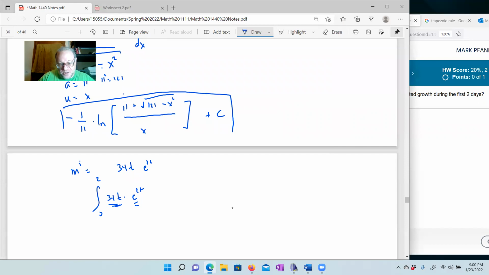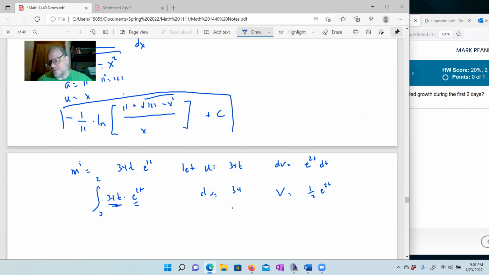Okay, so we have let u is equal to 34t, du is equal to 34. Again, this is going to get smaller. E to the 2t is just going to be unchanged. Our dv is equal to e to the 2t dt, and then our v is going to be 1/2 e to the 2t.